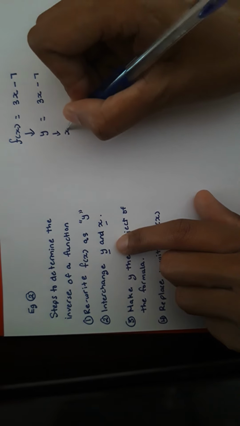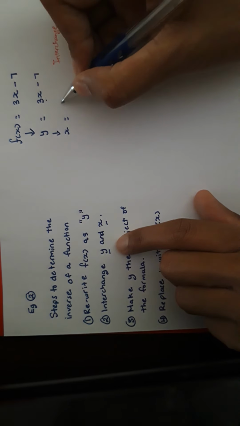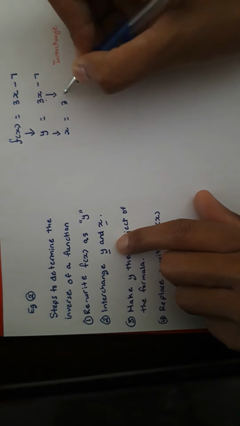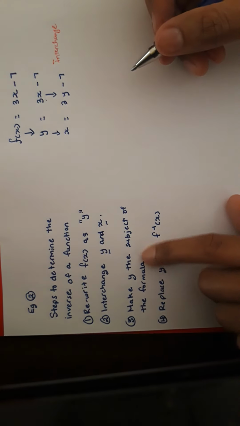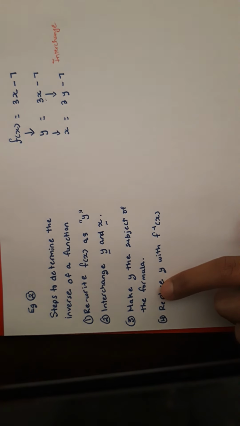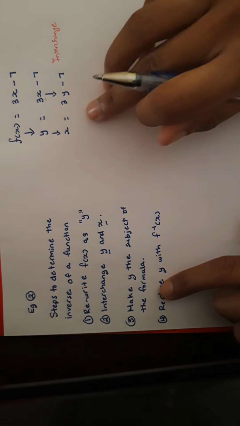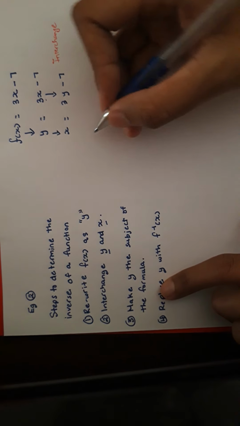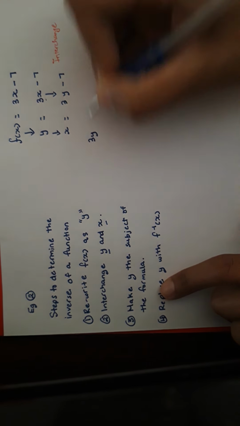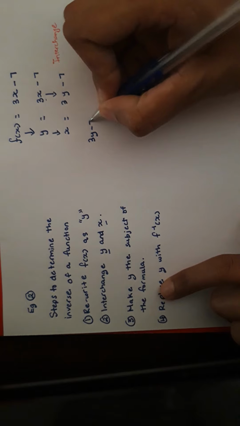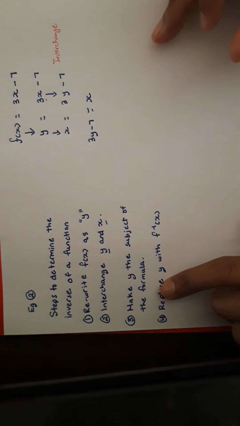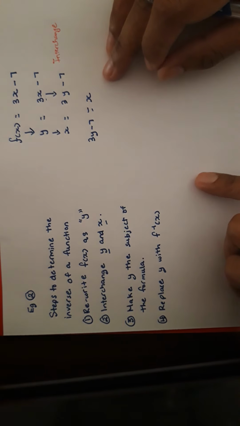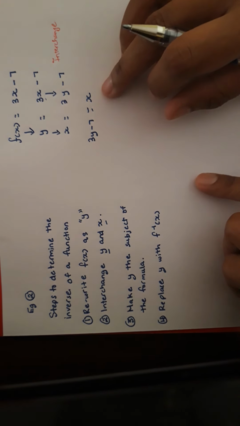So this becomes x is equal to not 3x, but 3y subtract 7. I want to make y the subject of the formula. So just as before, the expression that contains y, I'm putting that on the left. So what we have on the right, I'm putting on the left, and what I have on the left, I'm putting on the right. Doesn't change the meaning of your equation at all. 3y subtract 7 is equal to x.